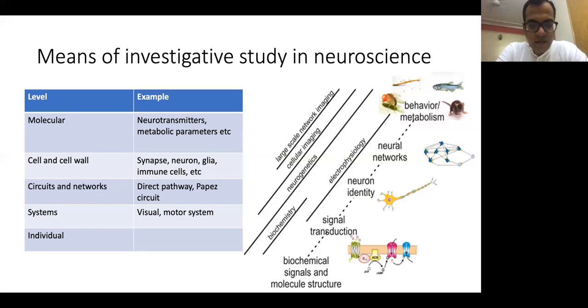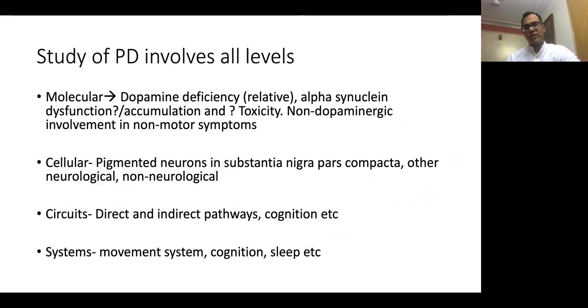And all these circuits and networks form systems. So we have vision, the visual system. We have the motor system, somebody who walks. And all these systems eventually form an individual. So Parkinson's disease is an excellent disease to study all of these levels, because at a molecular level, you have a relative dopamine deficiency. You have an alpha-synuclein dysfunction. Whether it leads to toxicity or not is not clearly known, but possibly yes. And you have other neurotransmitters as well, not just dopamine. You have norepinephrine, acetylcholine, serotonin, which are suspected to cause the non-motor symptoms.